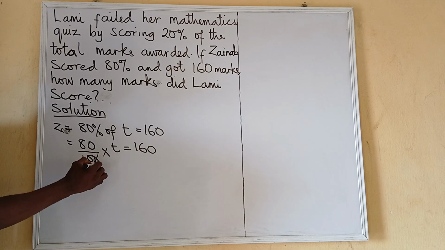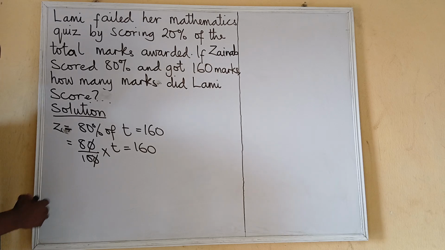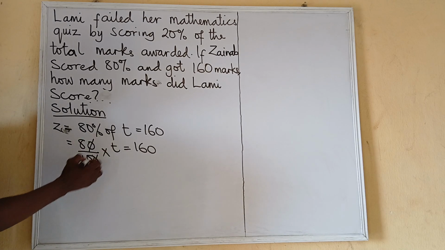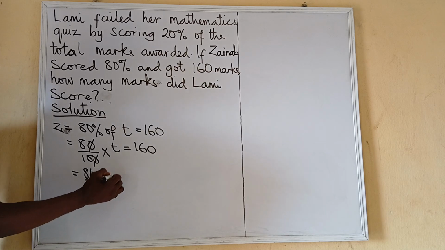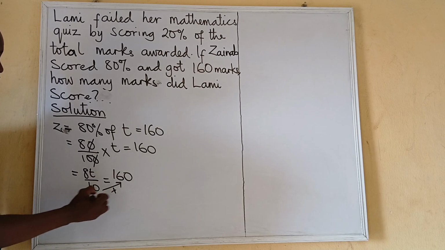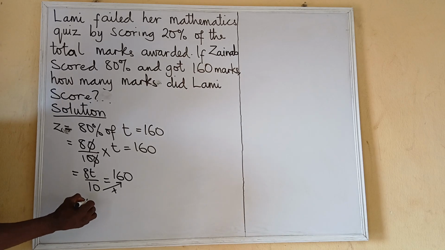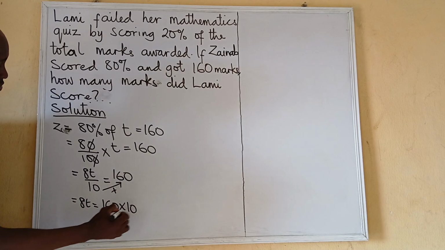Therefore, if we divide 100 by 10, that will give us 10. 80 divided by 10 will give us 8. So we get 8 times T, which gives us 8T over 10 equal to 160. If we cross multiply, we get 8T equal to 160 times 10.